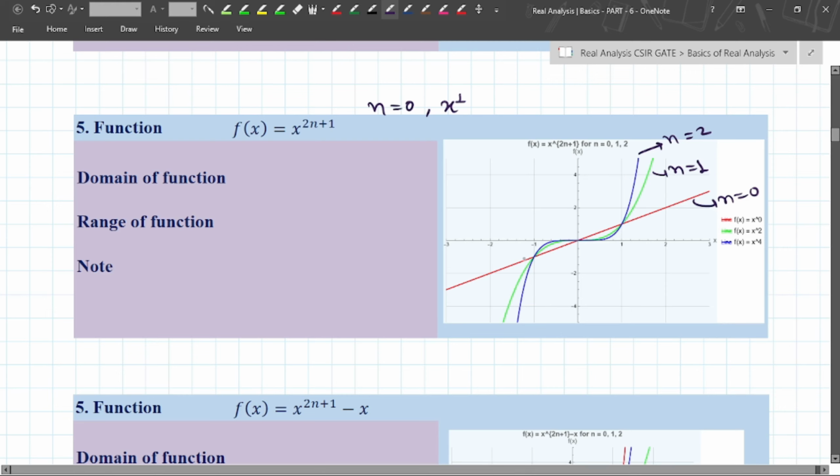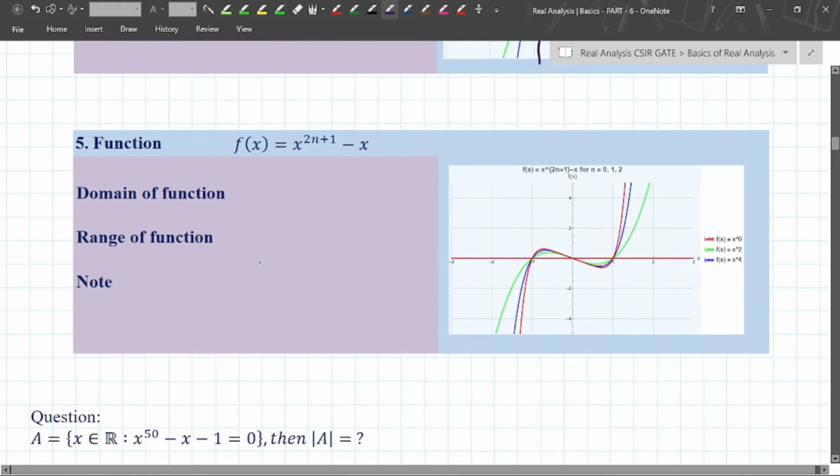Okay, so what is n equals 3 here? N equals 3 will be something like this. Okay, this is n equals 3 here. So these are the functions. So what is the domain here? Domain is real number, and range is also real number for this, and it is an odd function. Okay, if it is odd power.